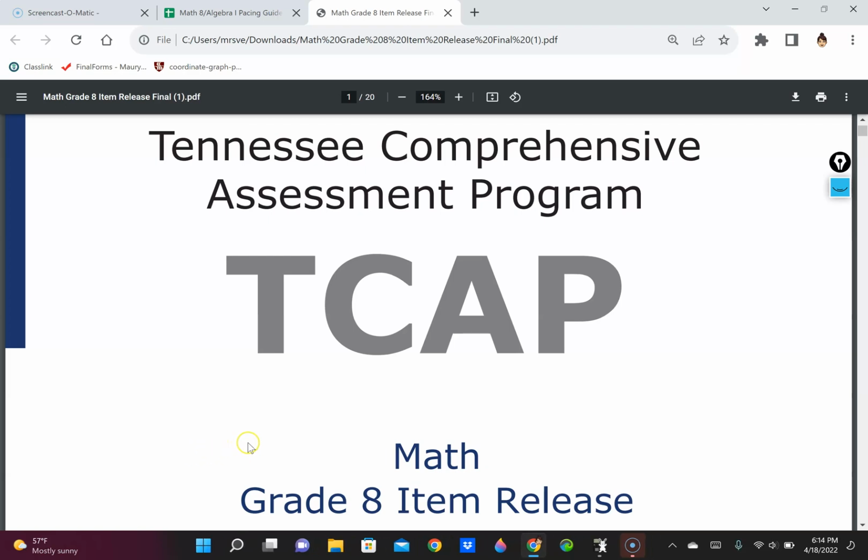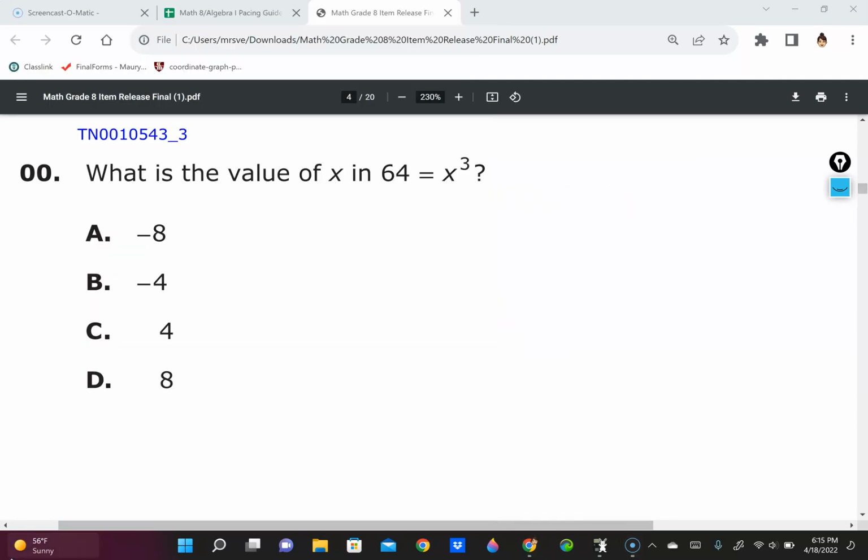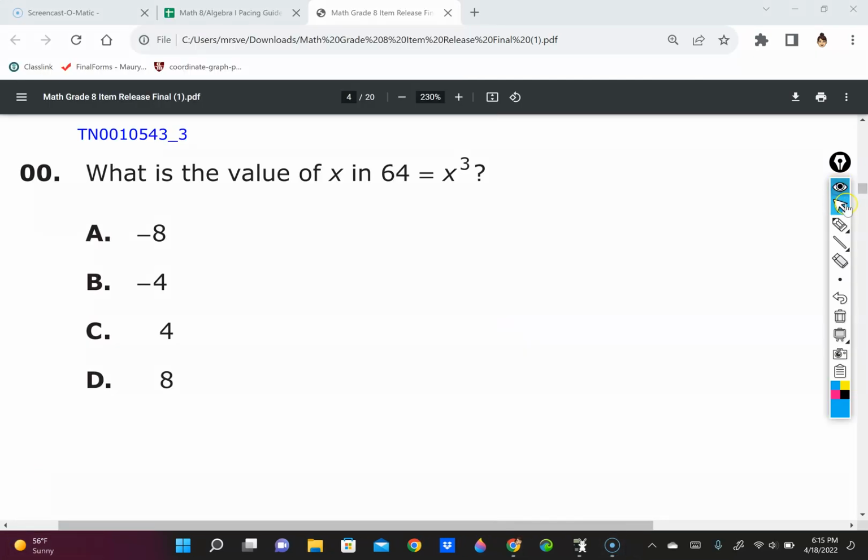Let's look at the TCAP 8th grade item release questions. The first question that we're going to look at is, what is the value of x in x cubed equals 64? With these multiple choice, you can probably plug and chug and see what will work.